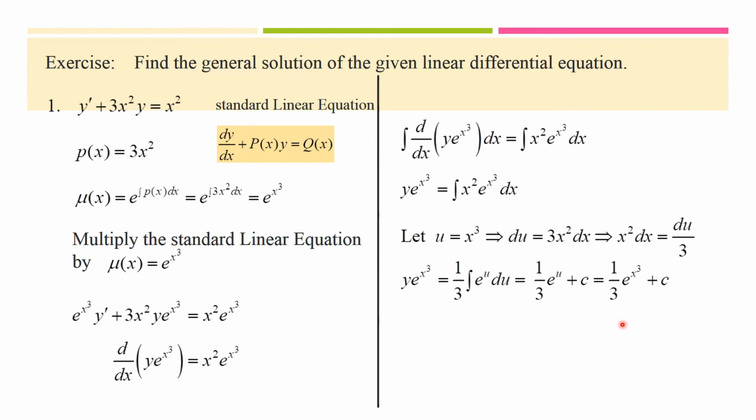So finally we can write down the general solution, or we can express y explicitly in terms of x. So the answer is y equals 1/3 plus c e to the power of negative x cubed.